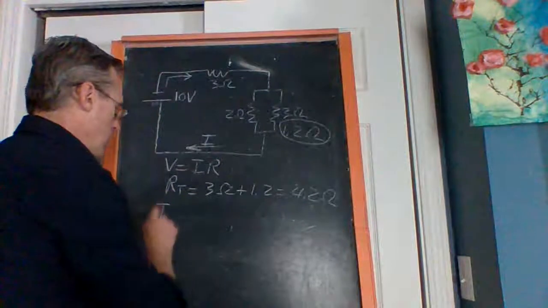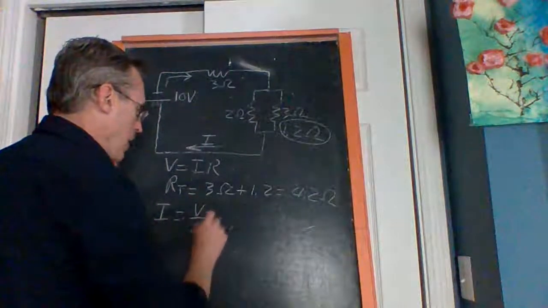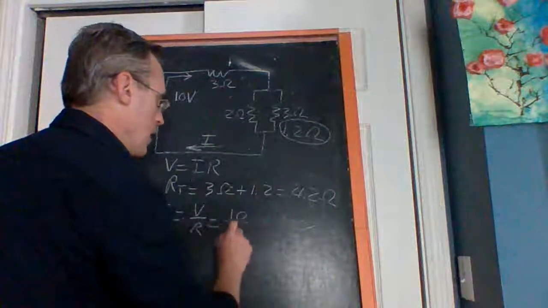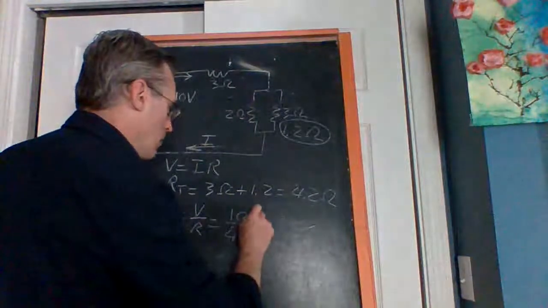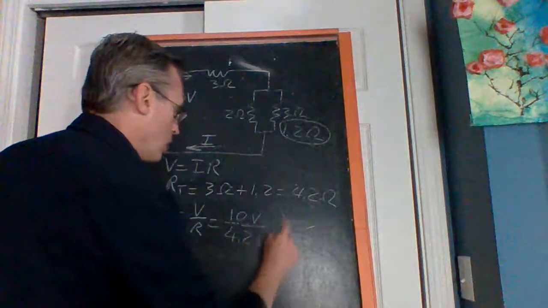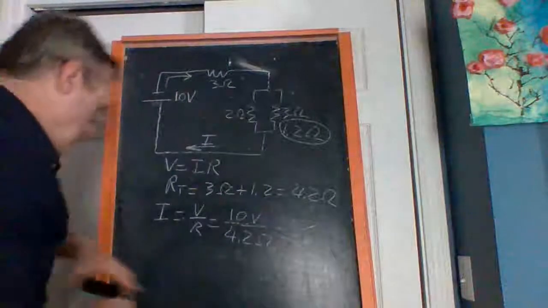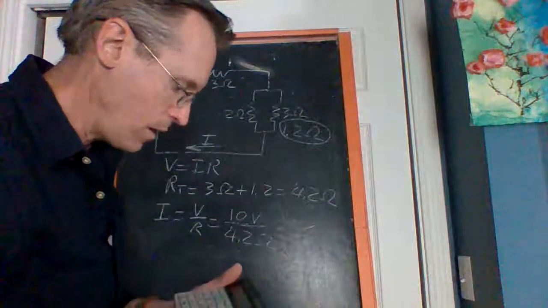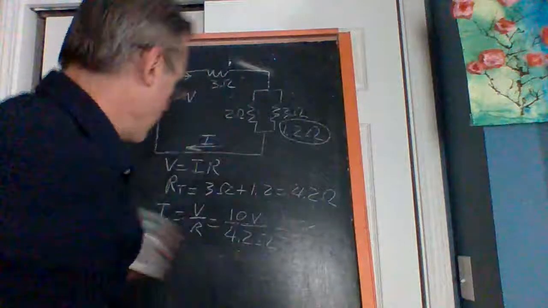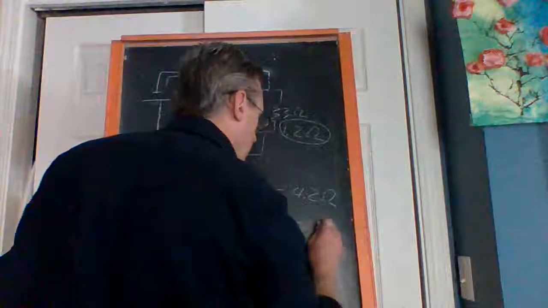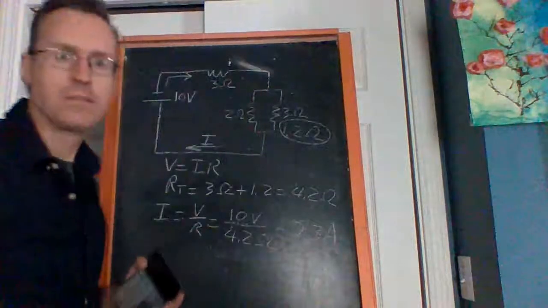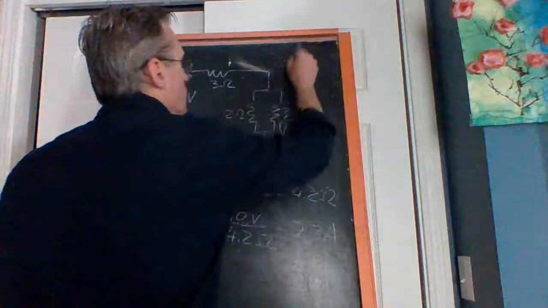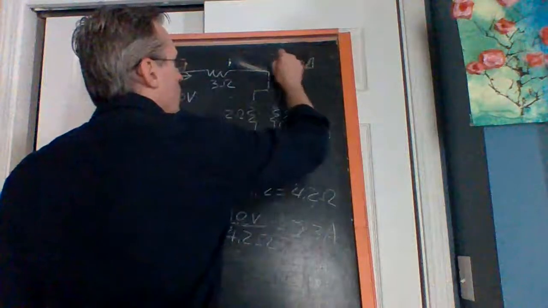So what is my current? Well, I is equal to V divided by R. So that's 10 volts divided by 4.2 ohms. 10 divided by 4.2 is 2.3 amperes of current is what I'm getting. I'm writing it where there's not a glare.